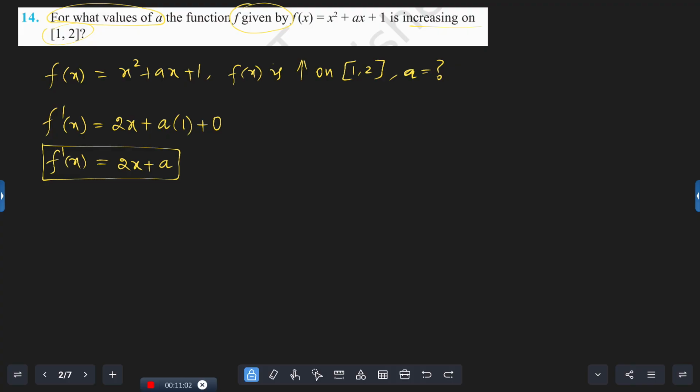Now listen carefully. What is given here? The closed interval. What is the meaning of closed interval? Here x belongs to the closed interval 1 comma 2.